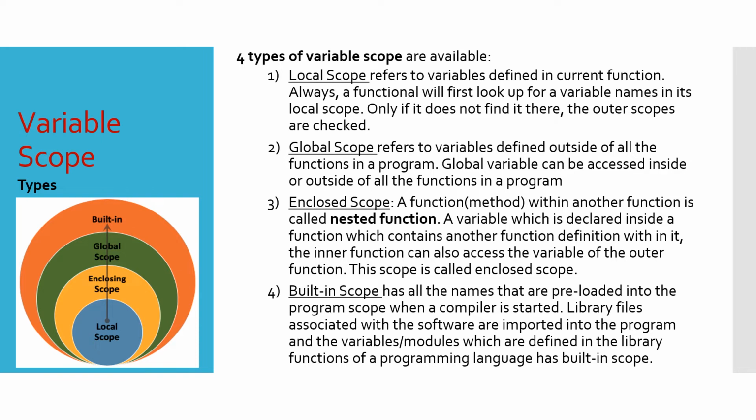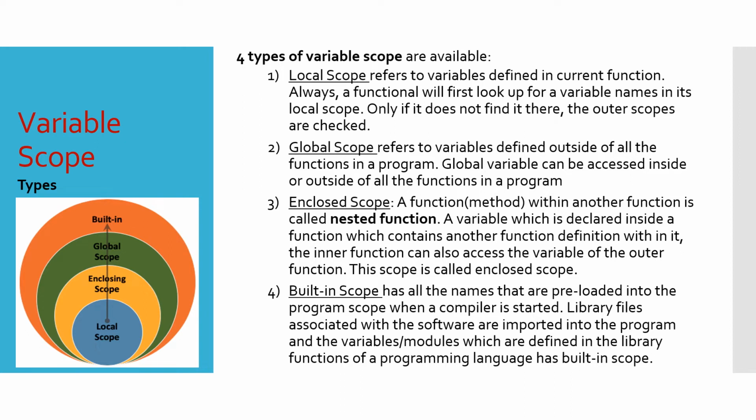Okay, there are 4 types of variable scope. While we talked about scope in general, another common terminology they use is variable scope. Obviously, we are talking about variables. Based on the LEGB rule, which we saw in the previous slide, local scope refers to variables defined in the current function, which I explained before. And if it doesn't find it there, the outer scopes are checked.